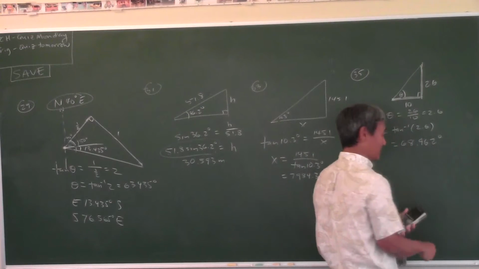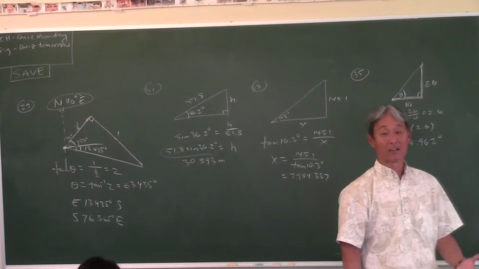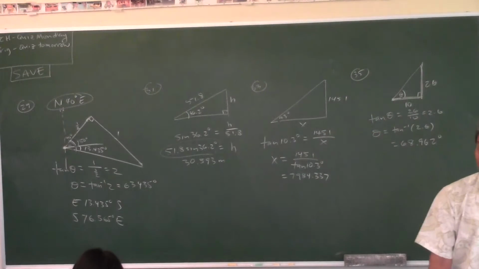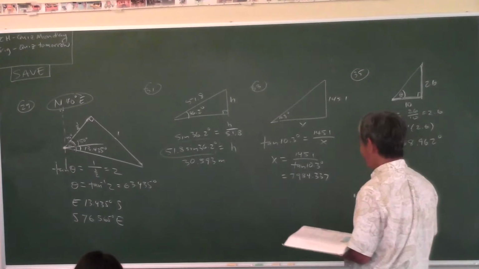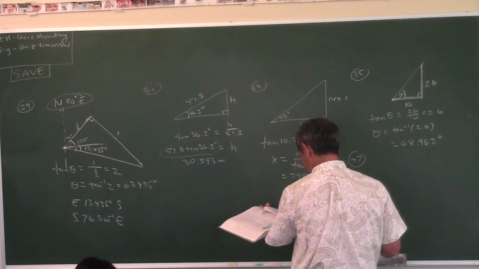68.962 degrees, so 69. Yeah, degrees. I was off by 1 degree without a calculator. That's pretty darn good, I'd say. And then finally, 37 in geometry.